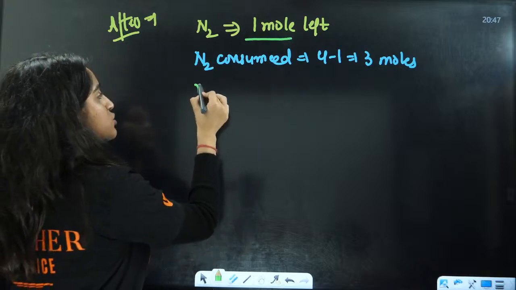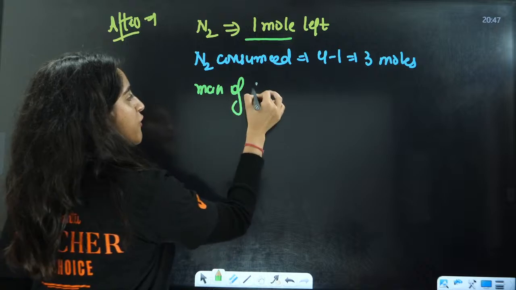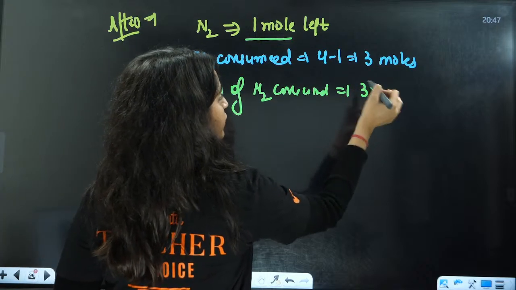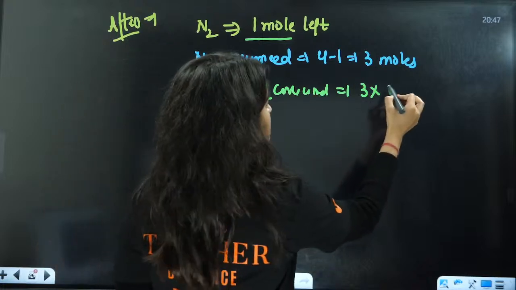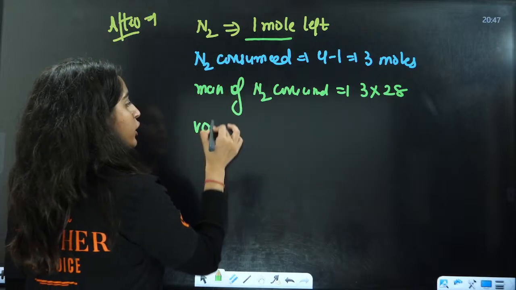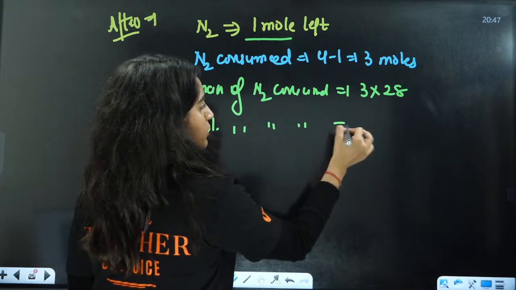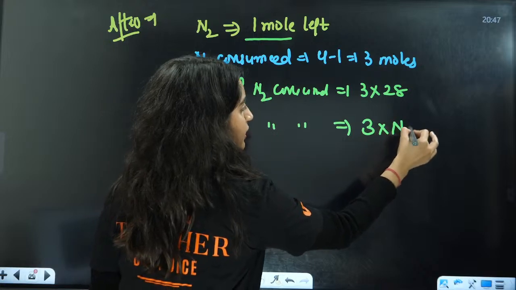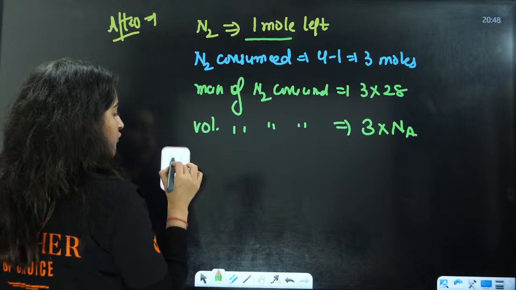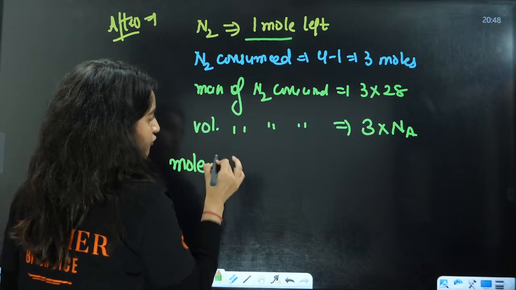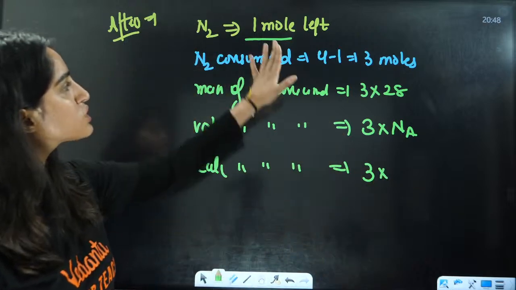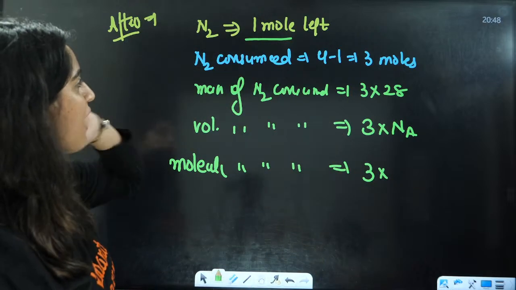If they are asking you the mass of N2 consumed, that will equal 3 into the molar mass, here it is 14 into 28, right? This is the mass. The volume of N2 consumed is equal to 3 into Na particles. The particles, the molecules of N2 consumed, that is equal to 3 into the molecules.